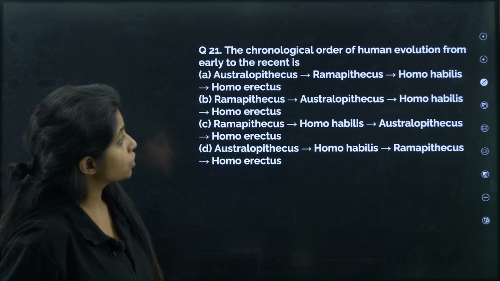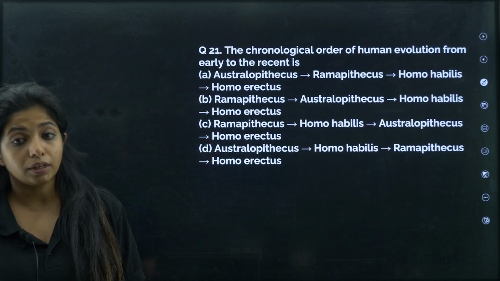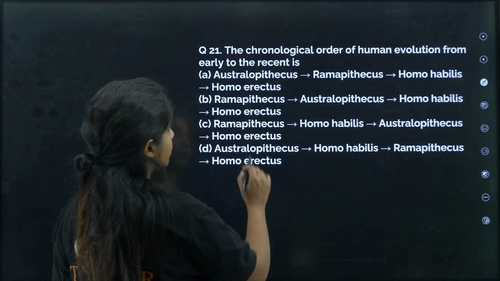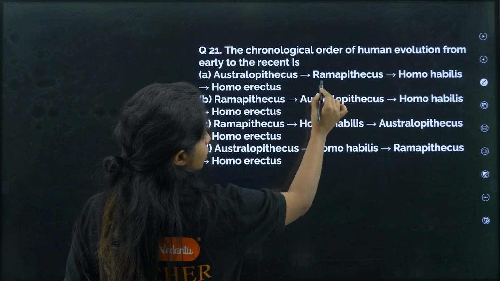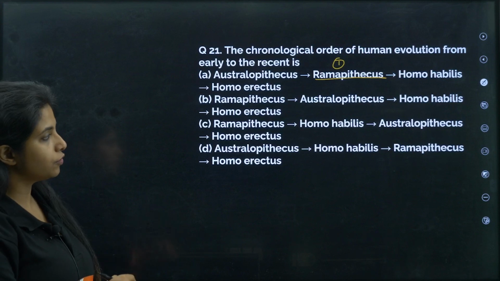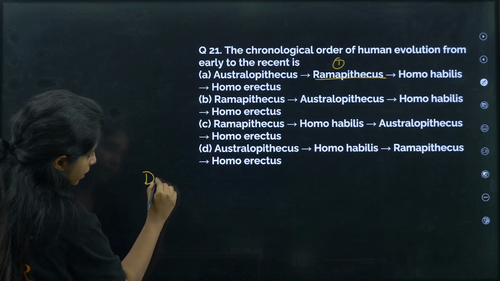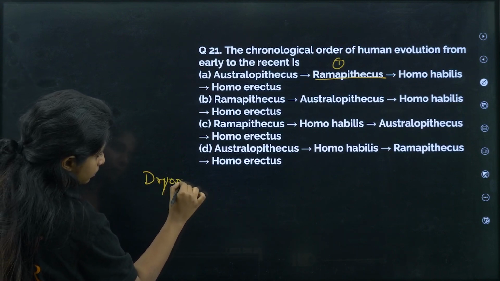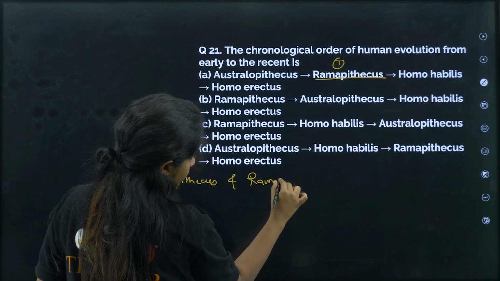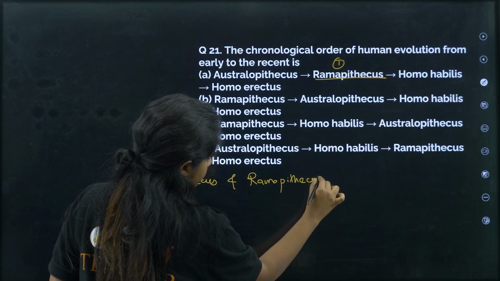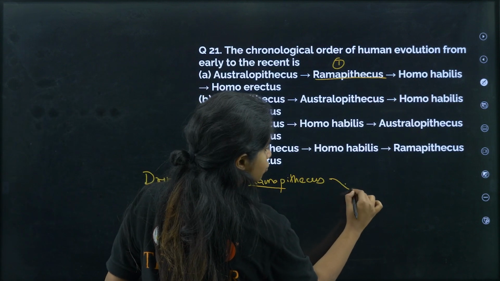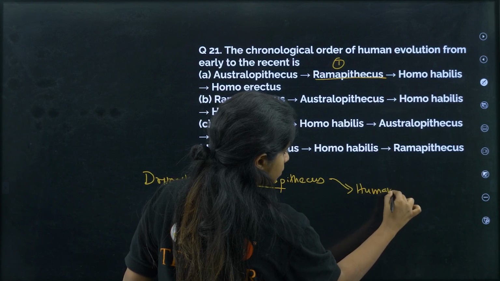Again, the chronological order of human evolution from early to recent is, so early to recent, older to recent. First we have Australopithecus, Ramapithecus. So this cannot be true because Ramapithecus has to come first. I'll tell you once more. So you had Dryopithecus and Ramapithecus. Now Rama sounds like Ram. So these were the organisms that would give rise to what? Humans.